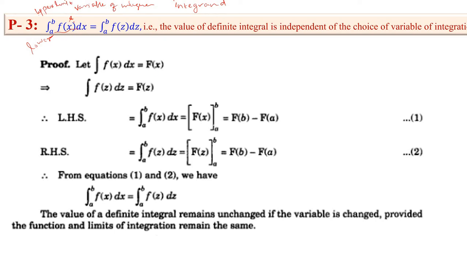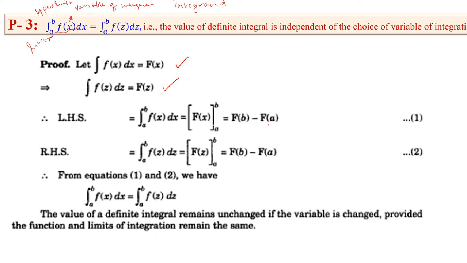So this f of x is called the integrand, x is called the variable of integration, and this one is the lower limit, this one is the upper limit. Now the proof goes like this. We shall take f of x to be capital F of x as before, and then the right side, with z, we shall take as capital F of z.